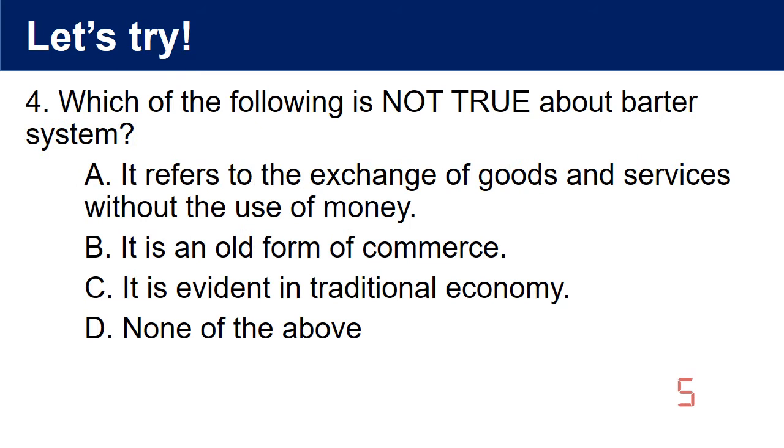4. Which of the following is not true about barter system? A. It refers to the exchange of goods and services without the use of money. B. It is an old form of commerce. C. It is evident in traditional economy. D. None of the above. The answer is D. None of the above.